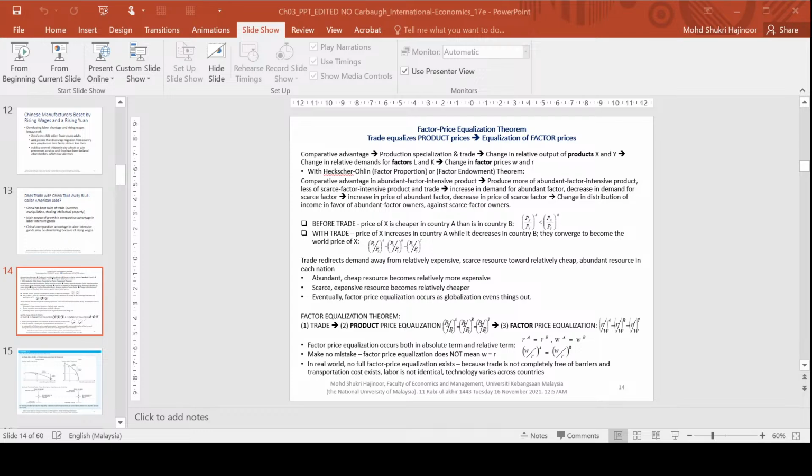In the long run, we will go back to this factor price equalization theorem. In the long run, we will go back to this. I should have another table there, or a picture like this.